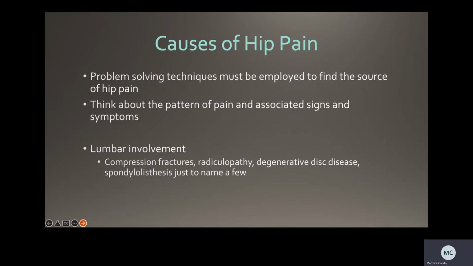When it comes to lumbar involvement in hip pain, this one gets sticky a lot of times. Remember that the L5 nerve root is going to throw off a small branch over to the lateral hip. So we can see some lumbar involvement here, such as compression fracture, radiculopathy, degenerative disc disease, or spondylolisthesis. There's a lot of different stuff happening here.